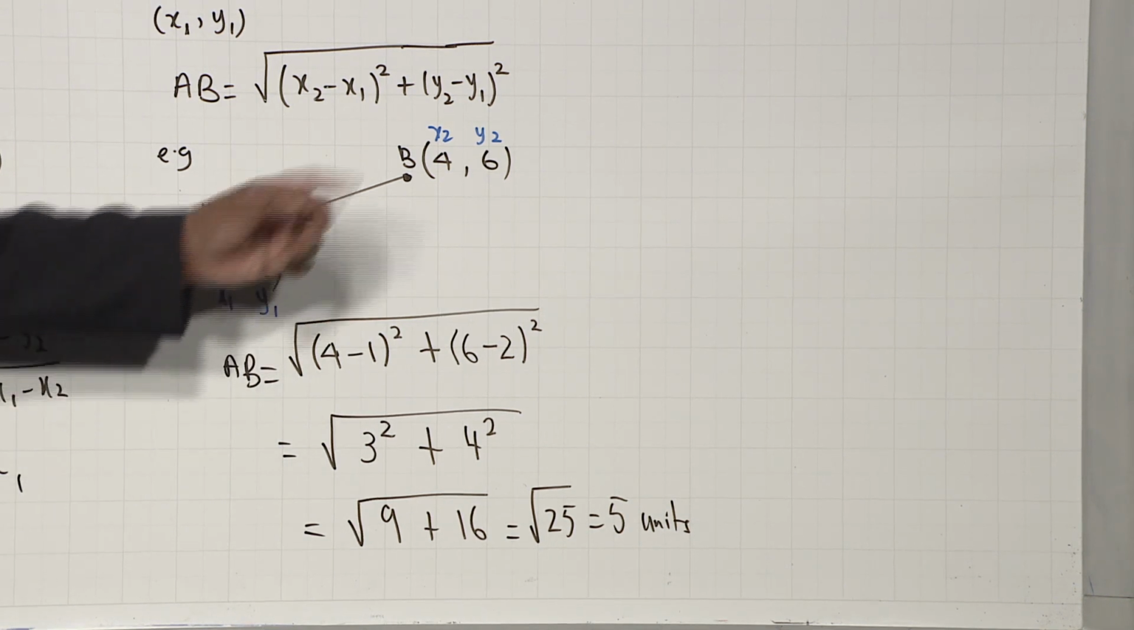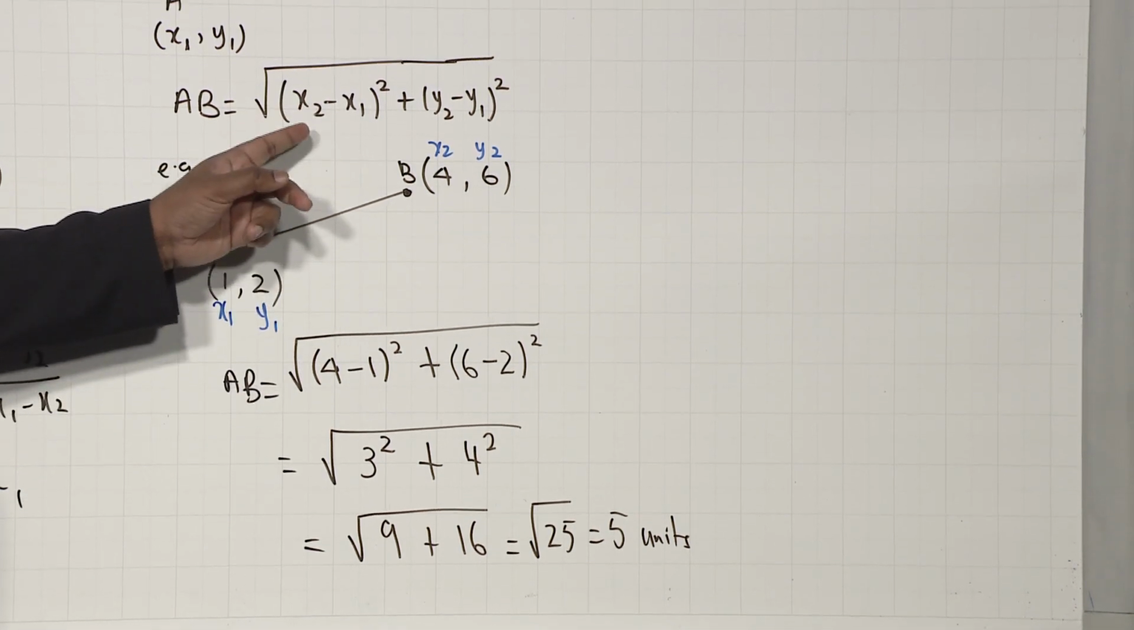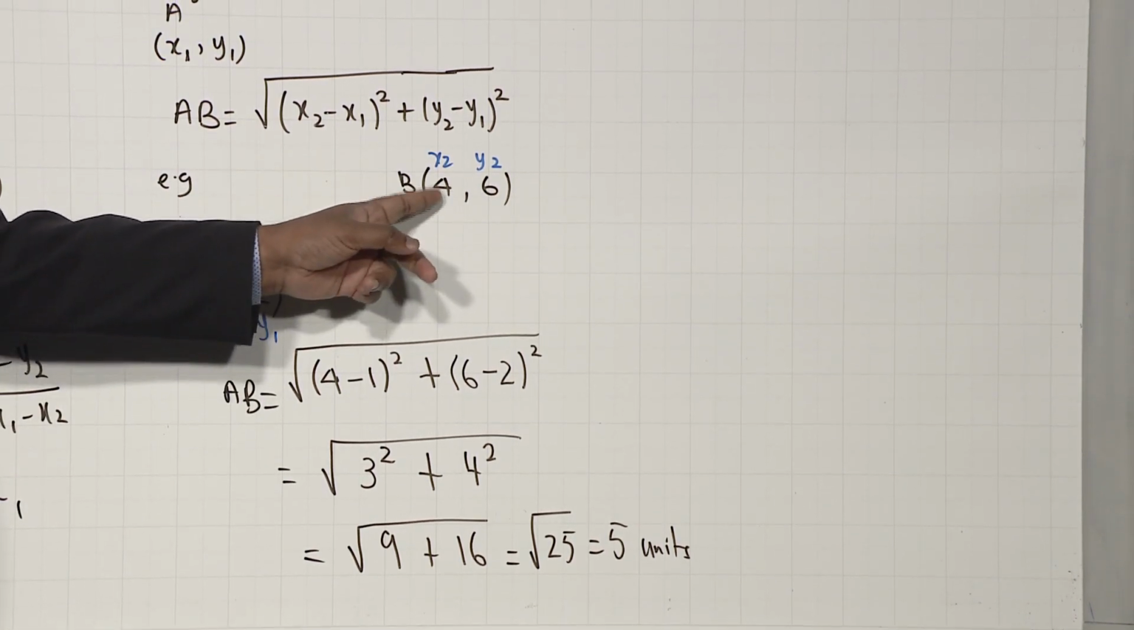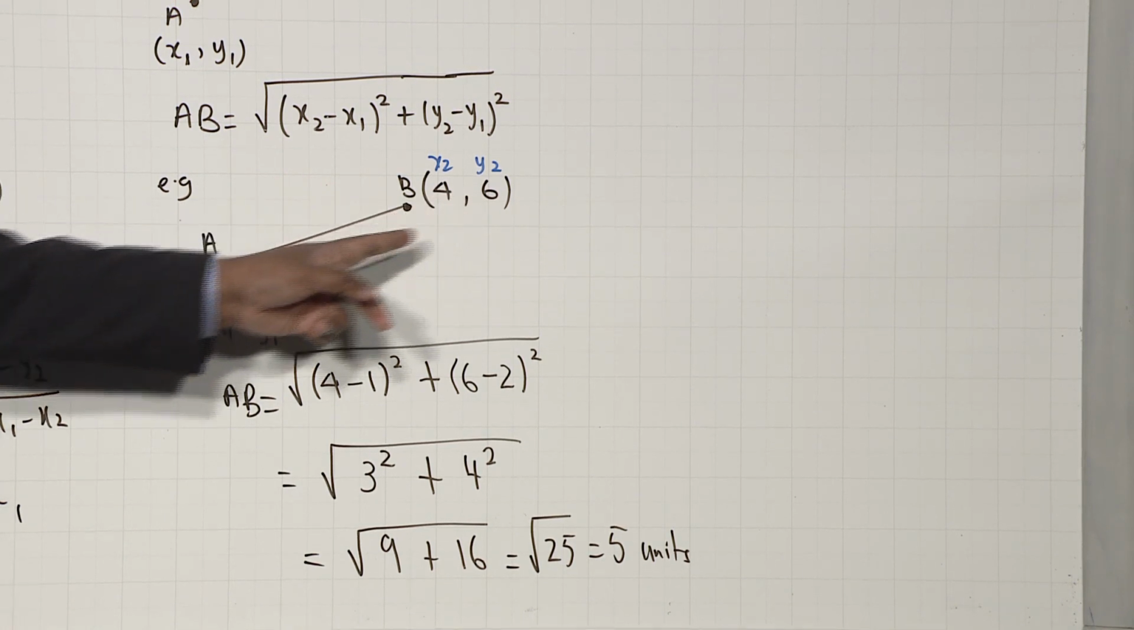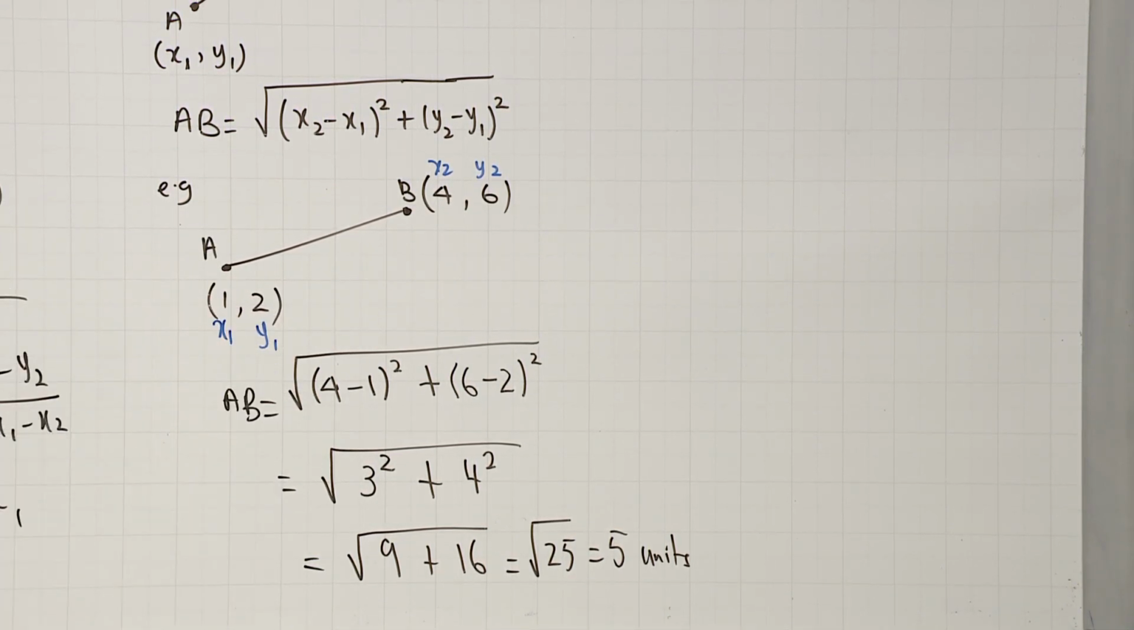I want you to try it the other way. That is, to call this x1, y1, and this x2, y2, and then show yourself that you do get the 5 units.